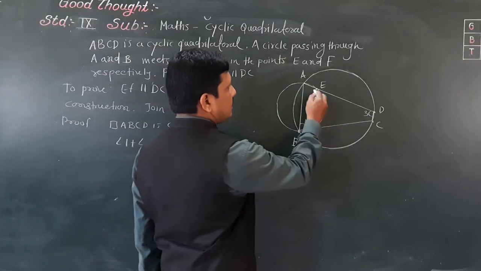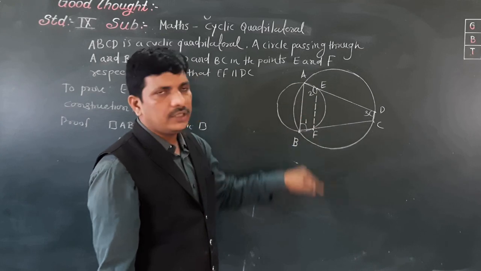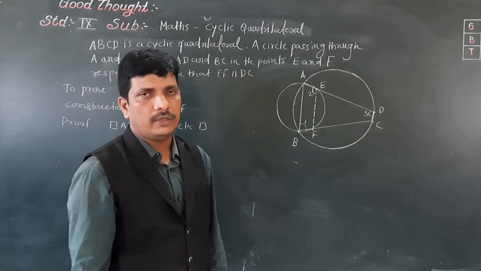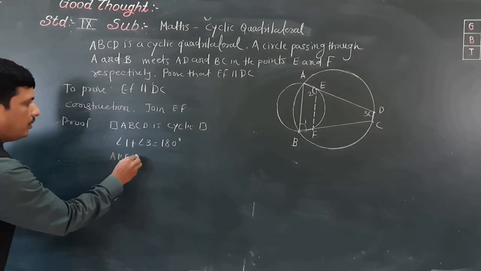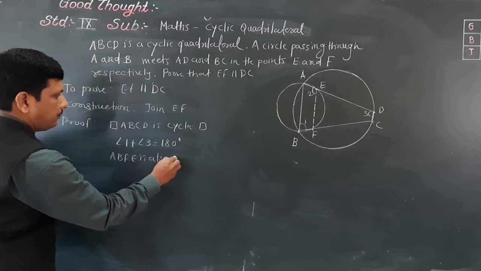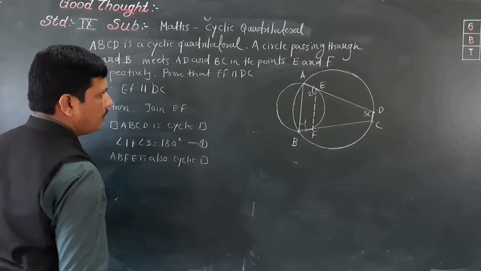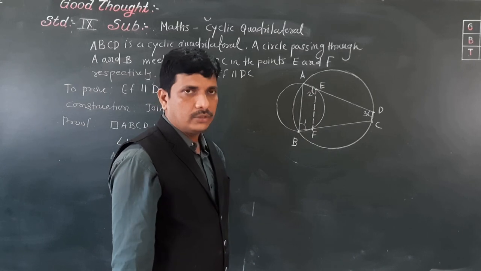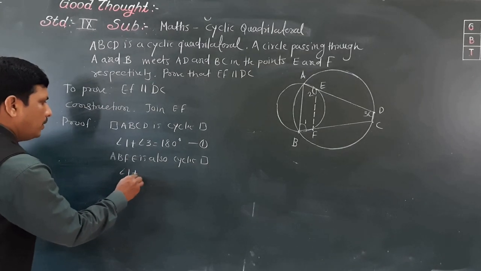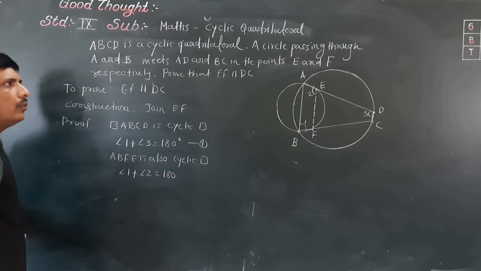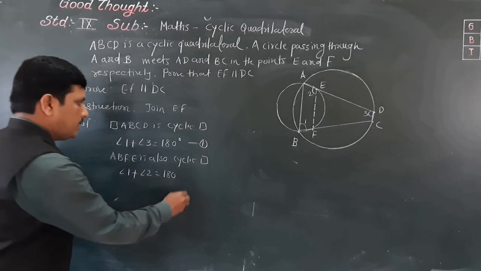Now if I say this is angle 2. If you observe the figure, ABFE is also a cyclic quadrilateral. So I am saying this first one. If ABFE is a cyclic quadrilateral, then we can say angle 1 plus angle 2 is equal to 180. Understood? So this, I am saying, is the second one.